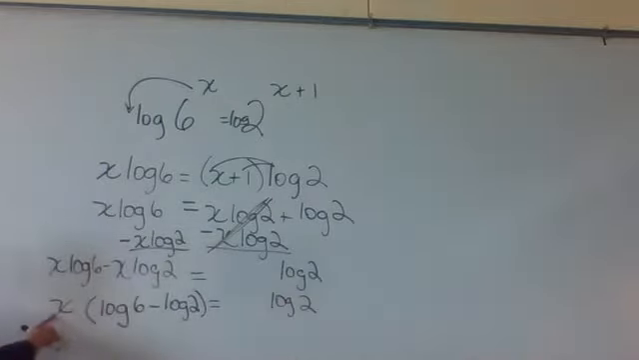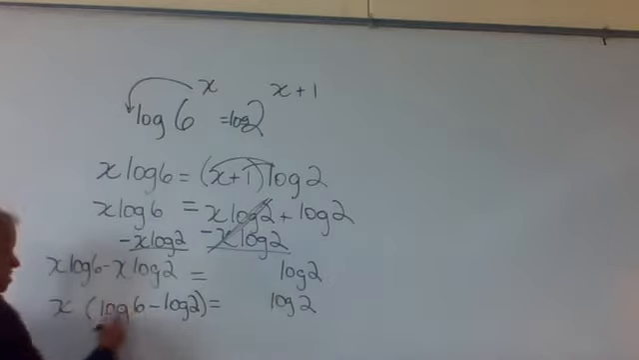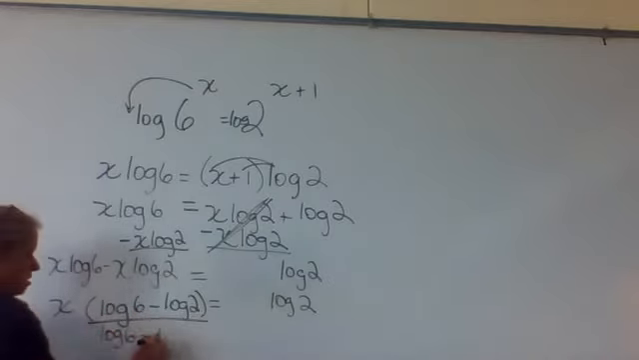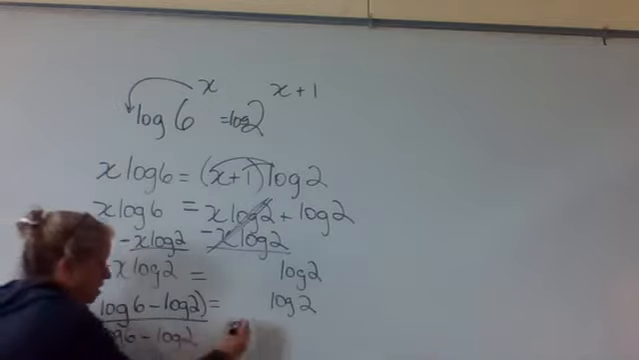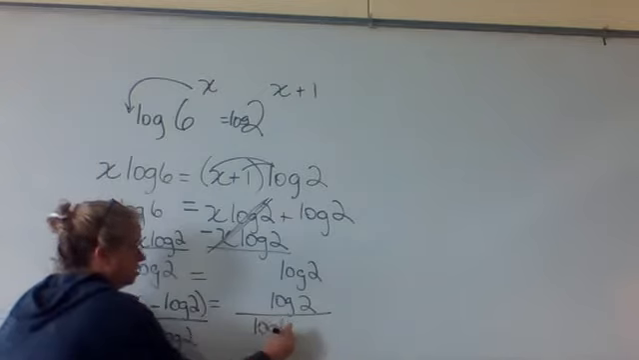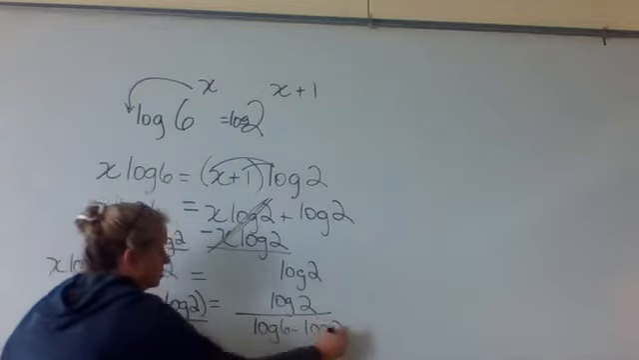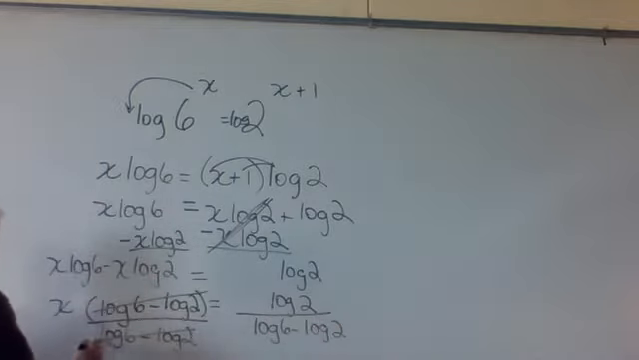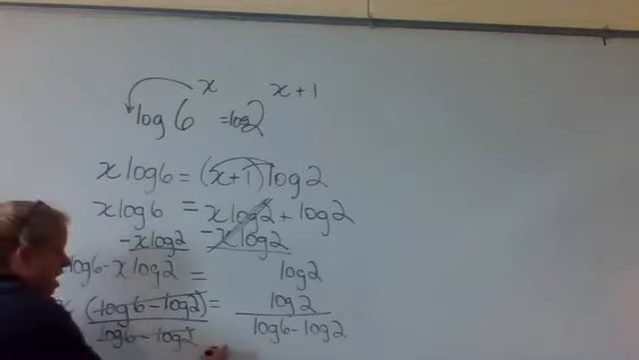So now there's the x I'm trying to get by itself. I just need to get rid of this, so I will just divide by it on both sides. Log 6 minus log 2. That gets rid of that. There's your x all by itself.